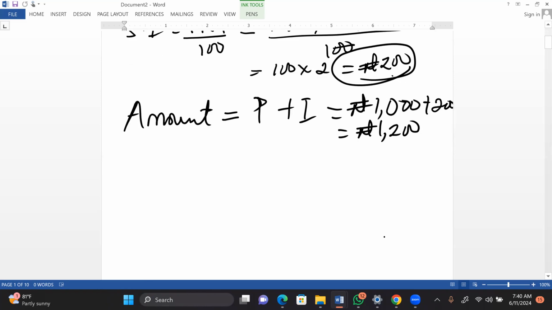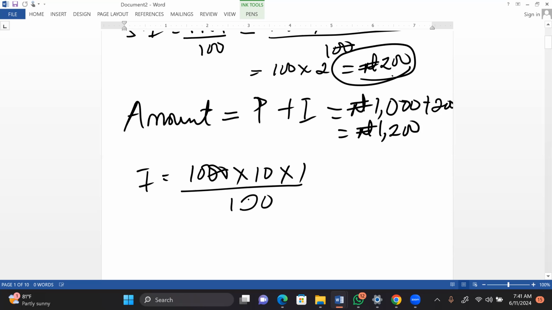Now, if I calculate it for 1 year, the interest for 1 year will be 1,000 times 10% times 1 divided by 100, right? 0 cancels 0. This will give me 100 naira. So if this 100 naira is the interest for the first year, for the second year it's going to be 100 naira, the same thing. That is the reason why if you add 100 plus 100, it will give you 200. That means at the end of the second year, the amount will be 1,200. But in the case of compound, it won't be like that.